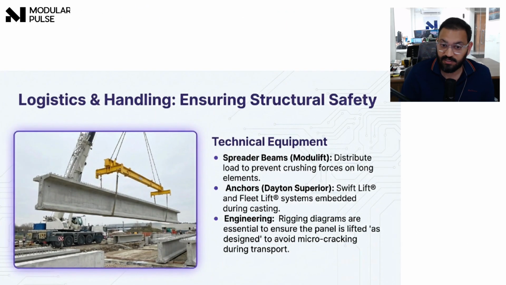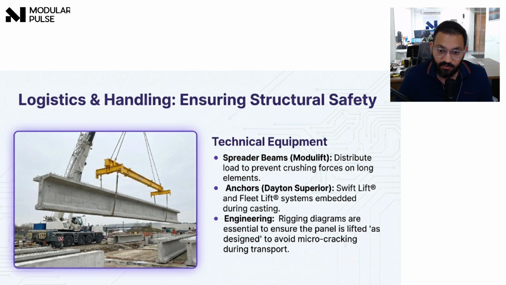Now let's talk about something many people underestimate: handling and lifting. Precast elements are strong, but only when handled correctly. Wrong lifting can introduce micro cracks that are invisible today but dangerous later. That's why precast factories use spreader beams, lifting anchors, and controlled rigging systems.